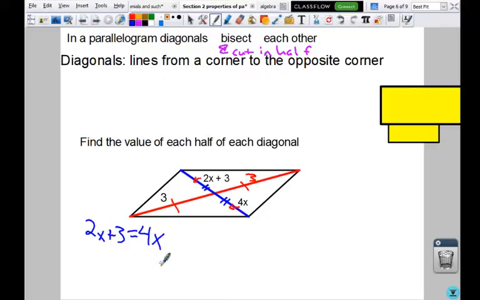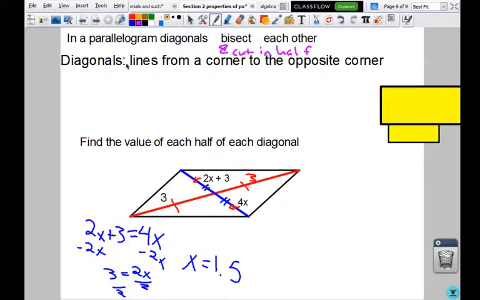We're going to combine our like terms, minus 2x on both sides. We get 3 equals 2x, divided by 2, and I'm going to get x equals 1.5. Did we answer the question? No. It says we have to find the value of each half. All I did was find x.